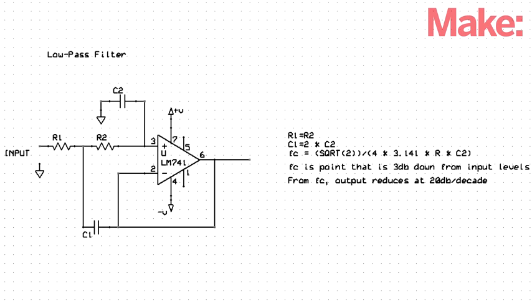The helpful circuit we're going to look at here is an active filter, in this case a low-pass filter, utilizing an LM741 operational amplifier. There's two resistors in use, both of them with the same value, and two capacitors, one being double the value of the other. You can see here by the mathematical formula how to calculate your cutoff frequency, or FC.